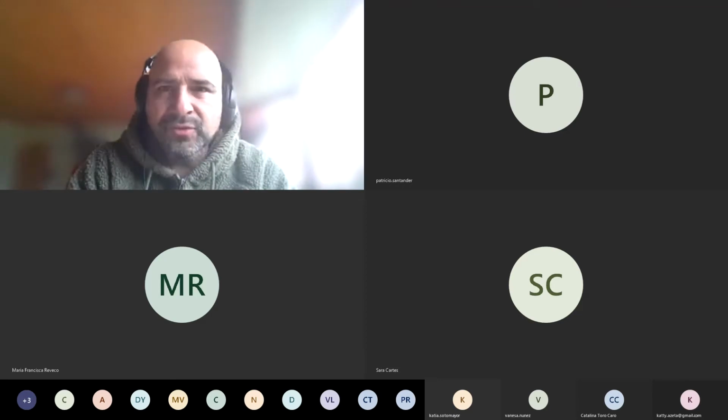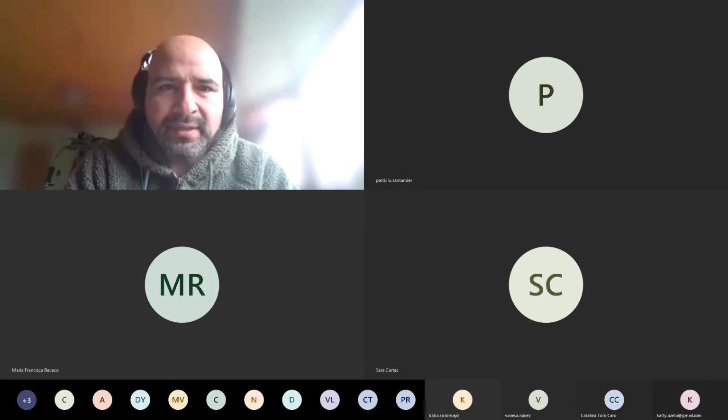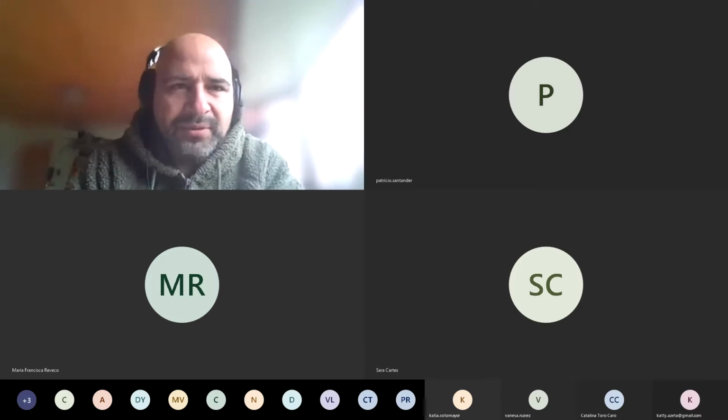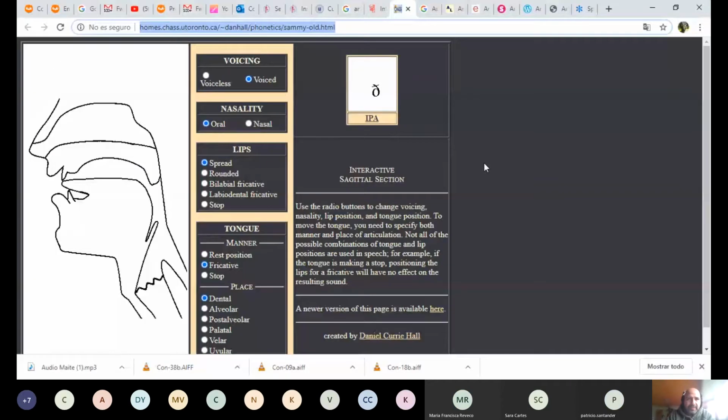Just allow me a second to find the website because I was just working with it. Okay, here we go. This is one of our websites, by a university in Toronto. And for example, if you play with this, if I click here oral, you see that the passage is blocked. And if I click nasal, it's open here, right?